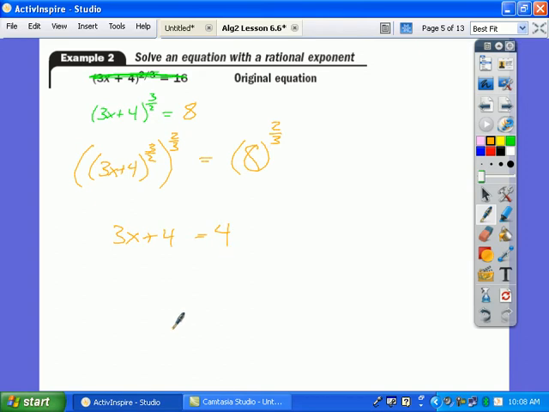Minus 4 on both sides, 3x equals 0, and x equals 0. And that's the solution to this equation. So the idea is whatever power I have on one side, I raise both sides to the reciprocal power, and that allows me to cancel out the powers.